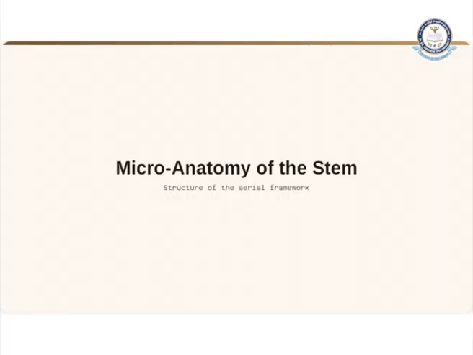Till now we have studied the root: the outer layer, the middle layer, the innermost layer. Then we studied the vascular system that is present in the root. Now we are going to study the microanatomy of the stem. The stem is present above the ground, that means above the soil level. The aerial part of the plant is called the stem.